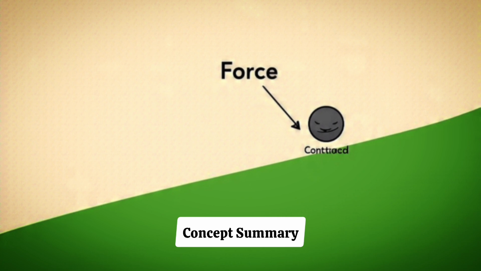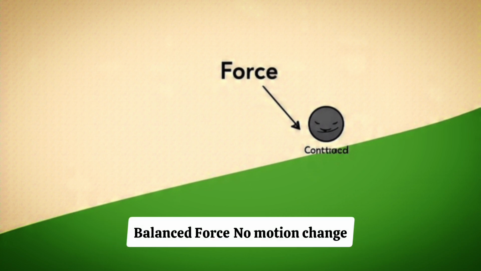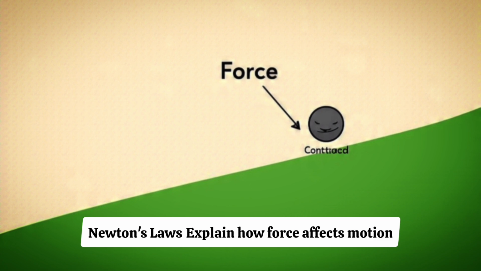Summary in a fun way. Concept summary. What is force? Push or pull. Unit of force, Newton, N. Formula F equals m a. Contact force, touch needed. Non-contact force acts from a distance. Balanced force, no motion change. Unbalanced force, motion changes. Newton's laws explain how force affects motion.